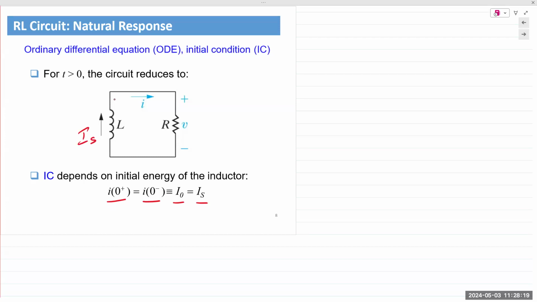Any questions? Yes. Yes, that is correct. The moment the switch is opened, the inductor current will still have that IS value. And that allows us to begin analyzing a circuit.